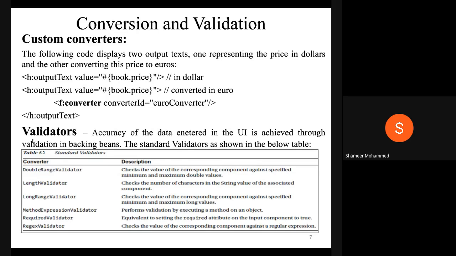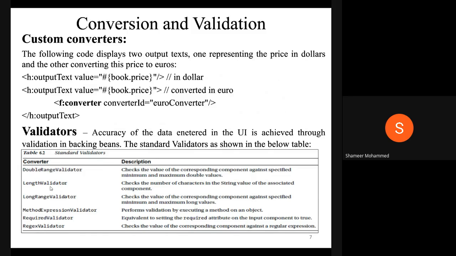Now validator, what is a validator? It is to validate your data, whether you are entering the length properly, whether you are following some rules or not. Those things we can mention in these validators. So these are the list of default validators. Double range validator to check the data, whether you entered minimum some value, maximum some value. Like there is a price you have to enter not less than 0 and not more than $100.